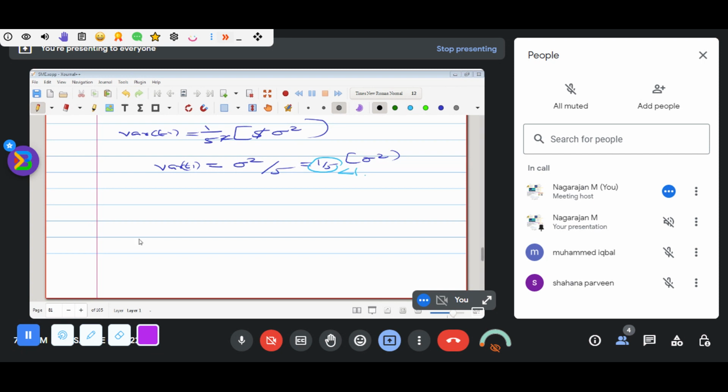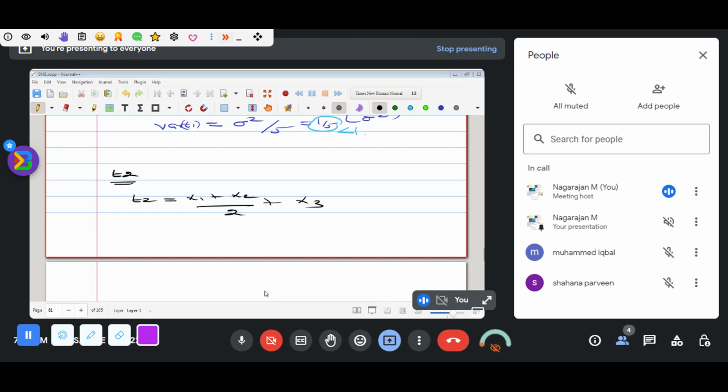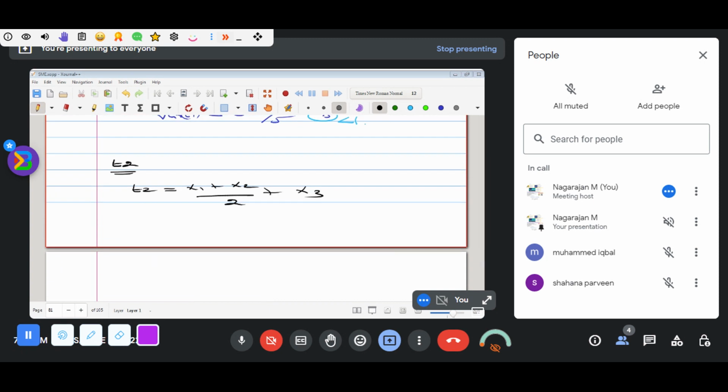Similarly, we can find the next estimator. Next part, T2. So what is the T2 value? T2 equals (x1 plus x2) divided by 2 plus x3. This is the given value. Now we want to take variance on both sides. Therefore, variance of T2 is equal to variance of (x1 plus x2) divided by 2 plus x3.